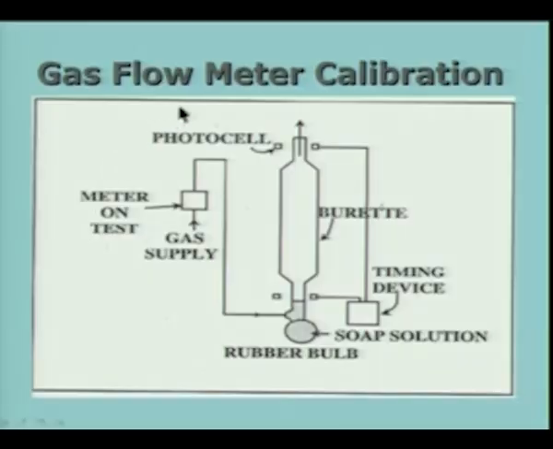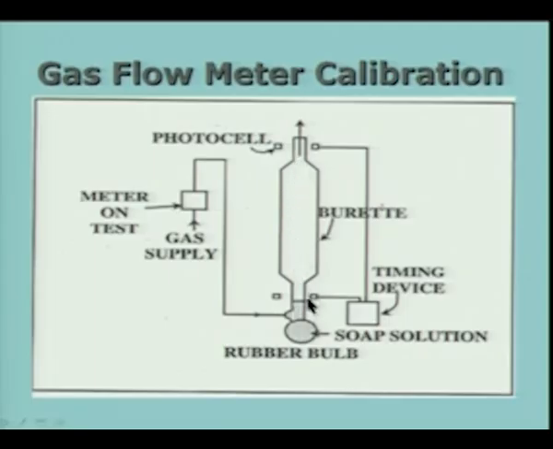This is a case where a gas flow meter is calibrated. So, I have the meter on test. This may be any meter, for example, a rotameter, and then I have a gas supply. It may be air, in which case it will be an air supply. If it is gas, you supply the gas and it flows through a vertical burette, and I have a soap solution here, and at some particular time I will allow a soap film to enter, and then the gas flow is going to carry this film across.